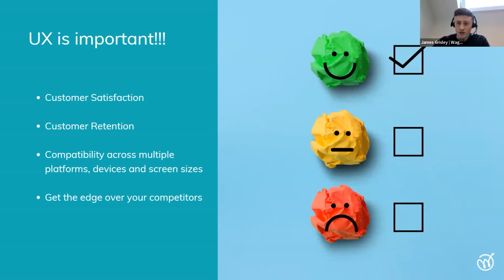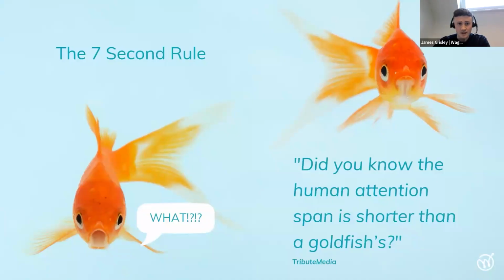But getting your user experience right will also give you an edge over your competitors, especially when you think today how many websites there are out there. And this becomes even more important when you think about the 7 second rule. So did you know that the human attention span is actually shorter than a goldfish's? According to Tribute Media, a goldfish's attention span is about 9 seconds, whereas humans are only about 7 seconds. So your website's got a lot of work to do in a really short amount of time. Consider whether a user visiting your site can understand what it's about straight away. Does it capture their interest straight away? And does it show them where they need to go straight away?